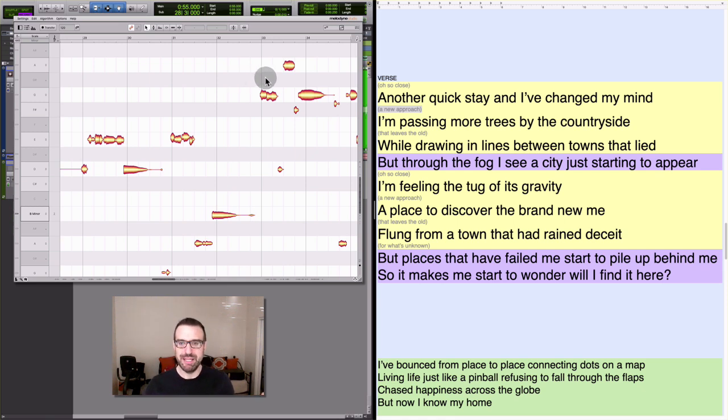So you can see the similarities and differences that happen. So it keeps it familiar, but also interesting. Okay, and then the two lines that I have highlighted here in purple, but through the fog I see a city just starting to appear, and then this looks like two lines at the bottom, but it's really just one long one. Those are the only ones in this whole verse that aren't based on that initial motif. So I just highlighted those so you could see how those stand out. So then if you listen to that line, you'll hear how that's different, this first one here.